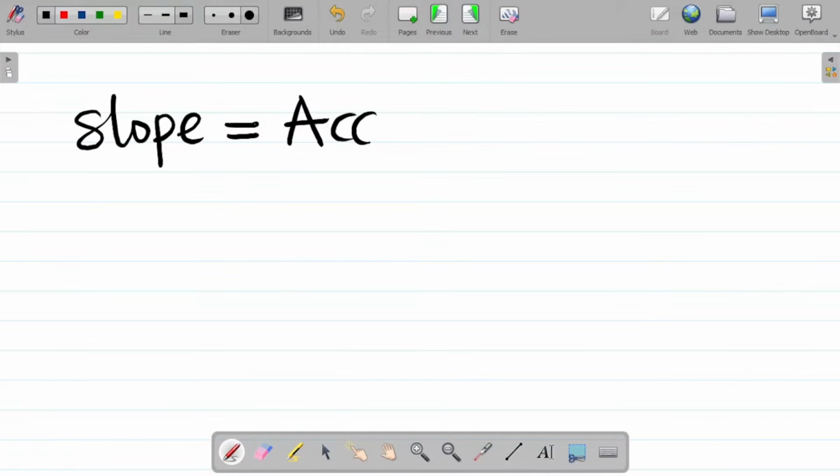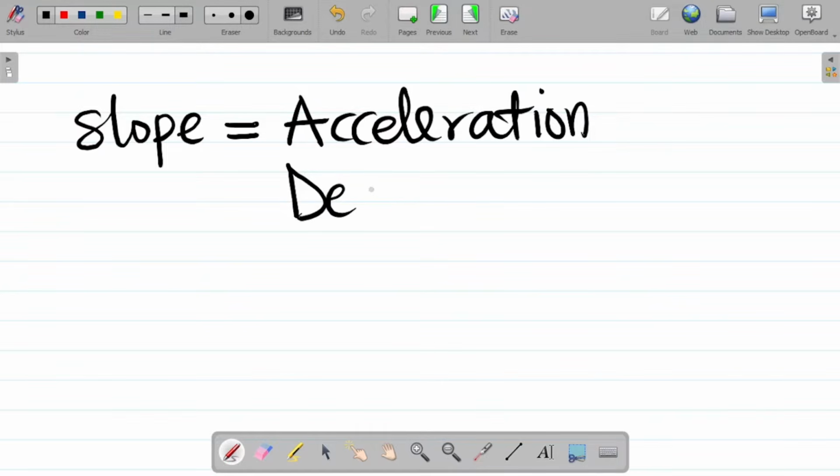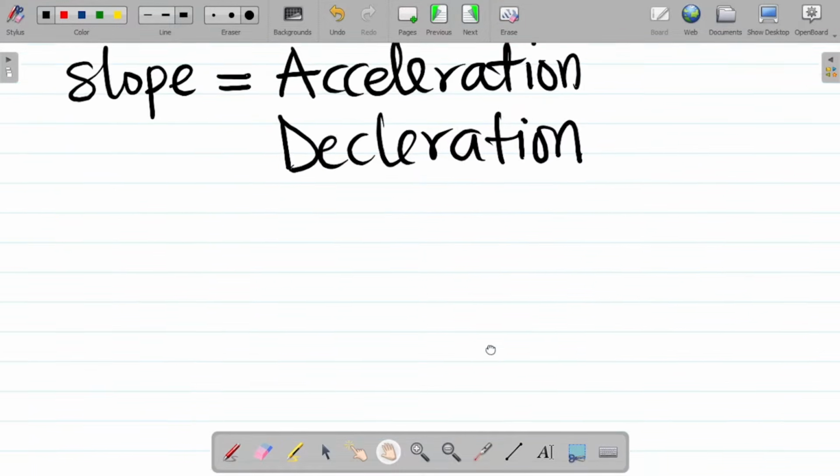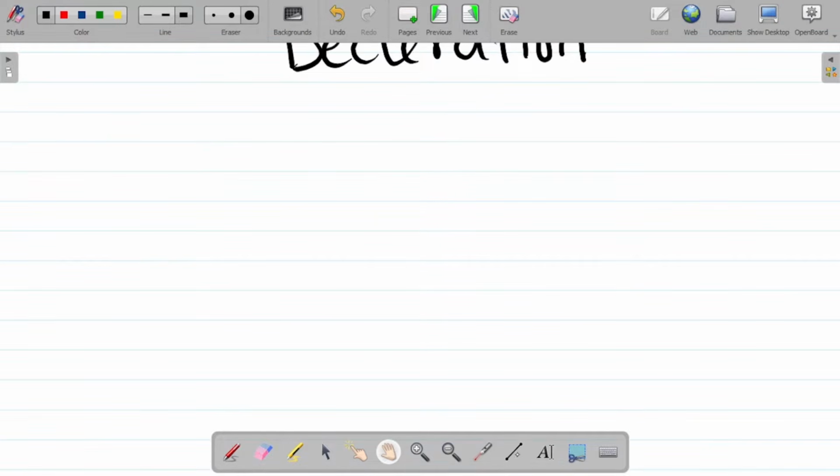Now, the second thing to note about a VT graph is that the slope of a VT graph could represent either an acceleration or a deceleration. So these are two possible slopes we can get from a VT graph. So how do we know the difference? Well, it's quite simple.